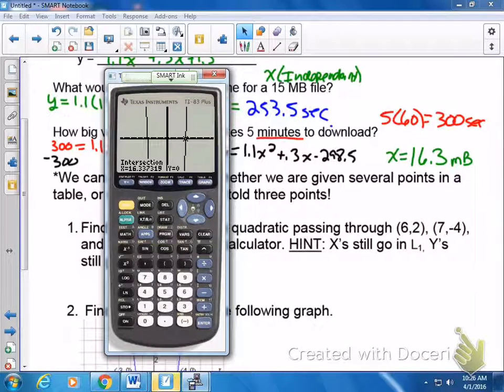Now that seems logical because the last one said it took 253 seconds for 15, so 300 for a little over 16 megabytes seems to make sense. That's as hard as it's going to get, guys. Use your calculators. Y2 has to be 0. So let's go on and do 2 more little equations here.